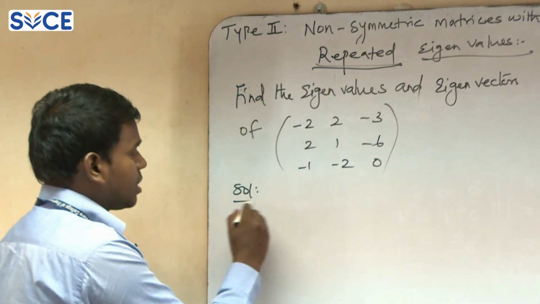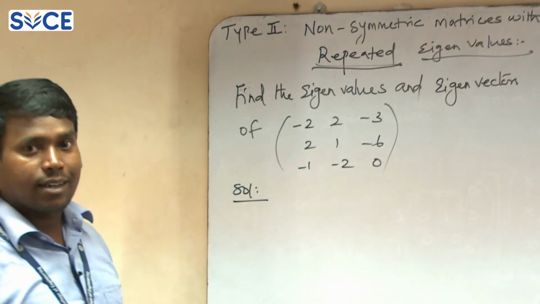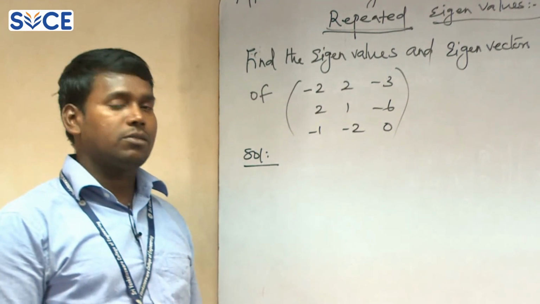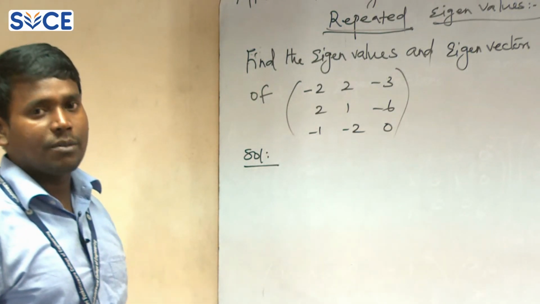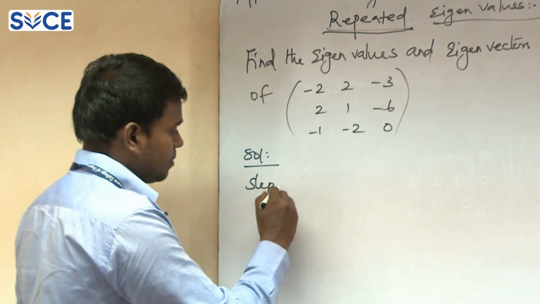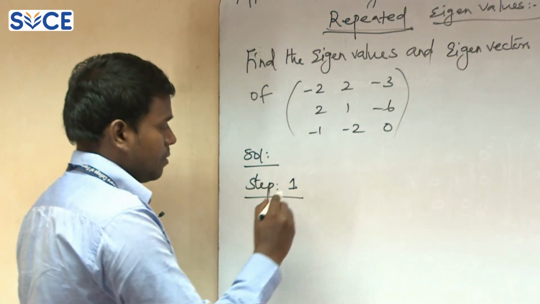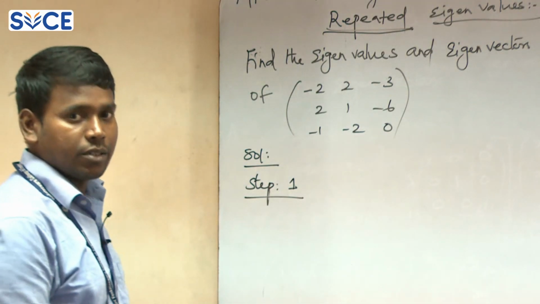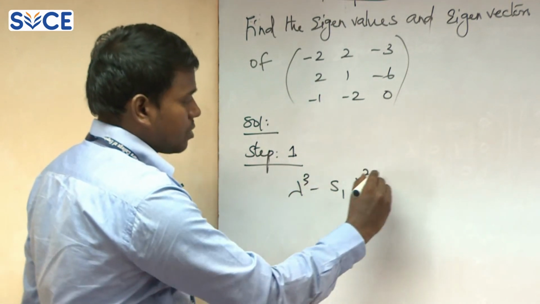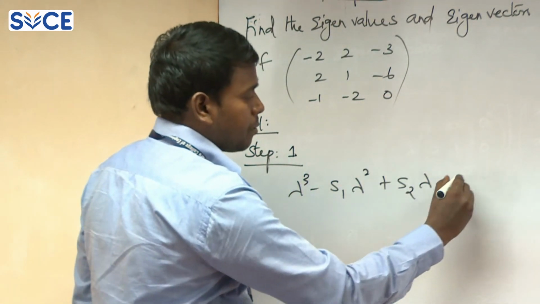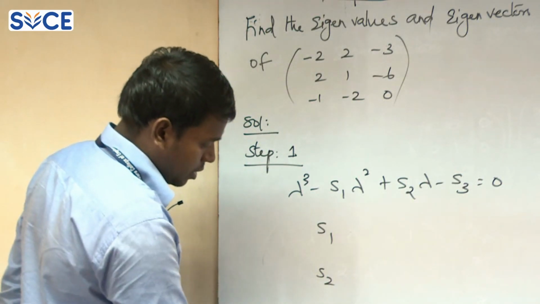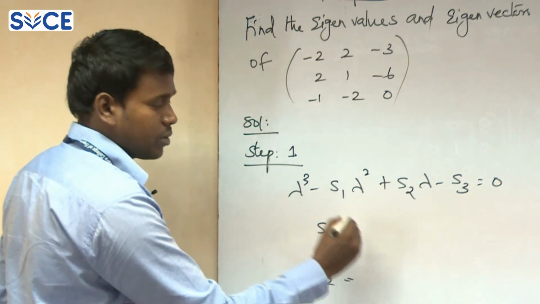Solution: the same 3 steps. First step, find the characteristic equation. Step 2, solve the characteristic equation, that is, find the eigenvalues. Last step, find the eigenvectors. Now, step 1, find the characteristic equation by the formula method: lambda cube minus S1 lambda square plus S2 lambda minus S3 equal to 0. We know how to find S1, S2, S3.